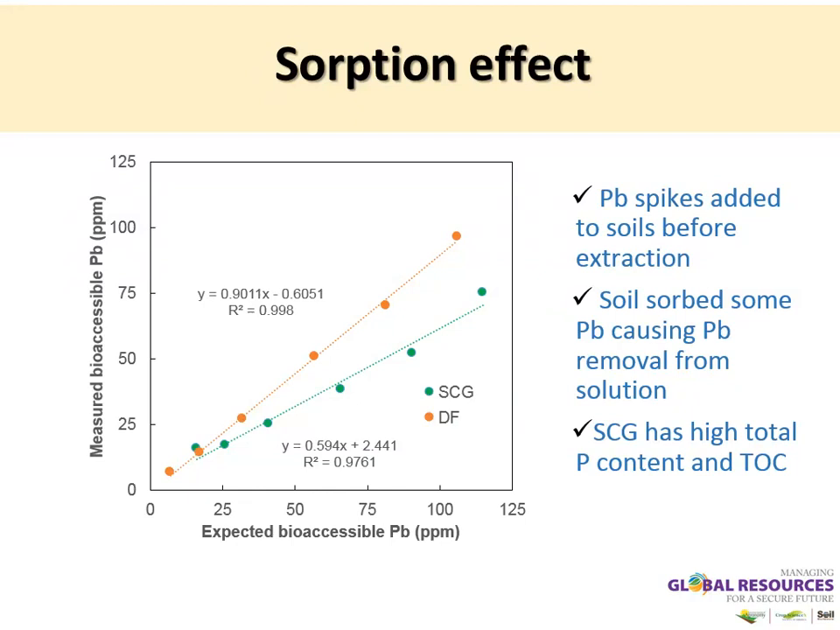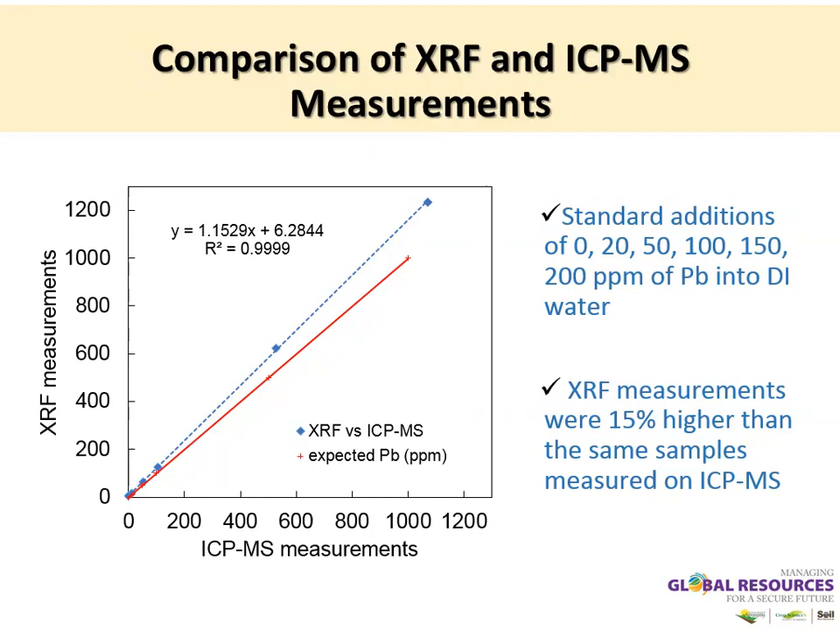So that's our result. And we tested XRF measurements versus ICP-MS. We took DI water and added standard additions or spikes with different concentrations of lead and measured on XRF versus ICP-MS. And you can see how well the points align on the trend. So we can definitely say there's about a 15% deviation of XRF readings compared to ICP-MS. We have more samples, and we confirm this percentage of deviation, and we can just use a correction factor for that and reliably use it further.